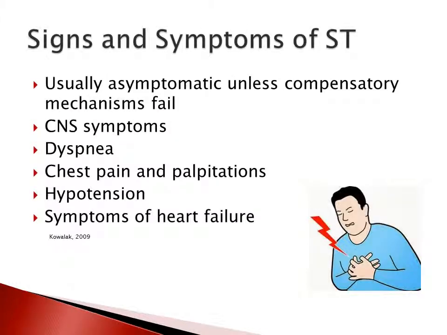So usually patients that have sinus tachycardia will be asymptomatic unless their compensatory mechanisms fail. They may have a palpable pulse over 100 beats per minute, and they may have symptoms like CNS symptoms such as blurred vision, nervousness, anxiety, and syncope. They may have dyspnea. They may have chest pain and palpitations. They may be hypotensive, and they may have symptoms of heart failure like lung crackles, an S3 heart sound, and jugular venous distension.